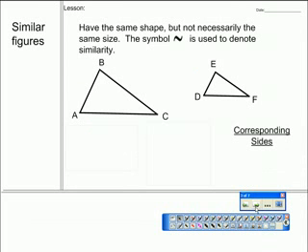The symbol, and this is called a tilde mark, is used to denote similarity. Remember with congruence, we had that tilde mark over the equal sign. Well, you take away the equal sign, which means they don't have the same measure or length, and then you're just left with similarity. So the figures will look the same, but they'll be what? Different size.